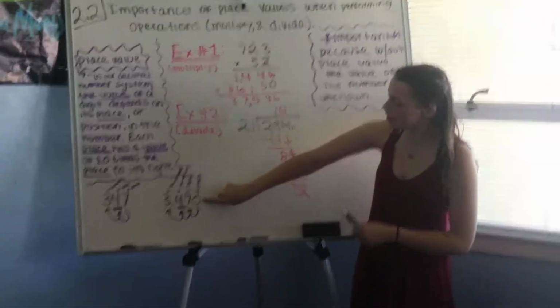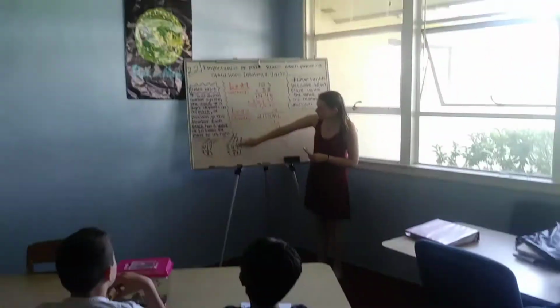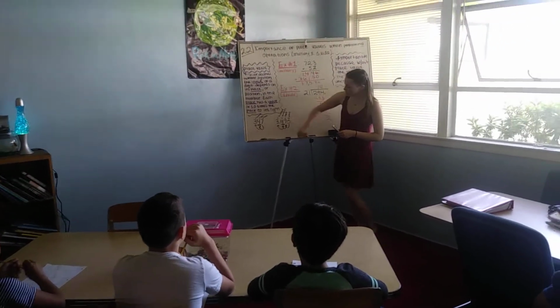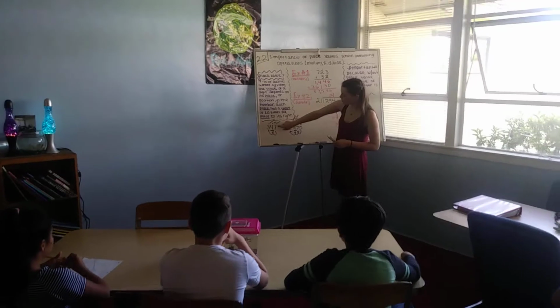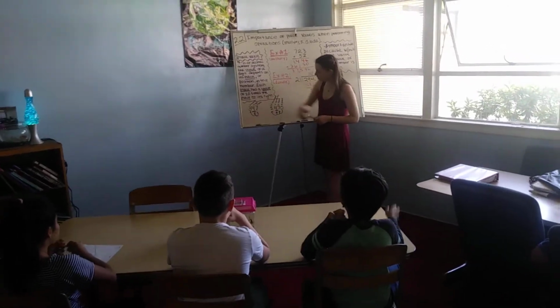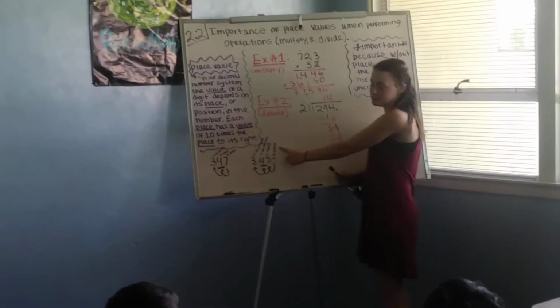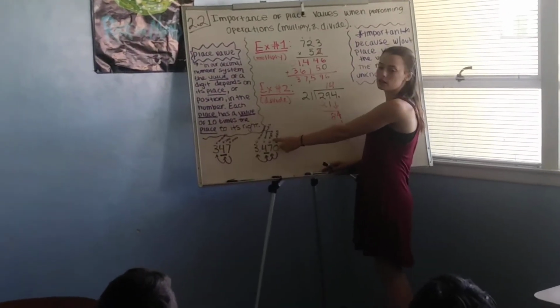So what's this place value right here? Ones. And this one? Tens, hundreds, thousands. Okay, now in this number? Ones, tens, hundreds. Okay, so each place has a value of 10 times the place to its right. So what's 1 times 10? 10. And what's the next place value?